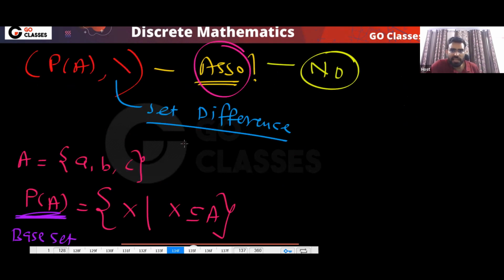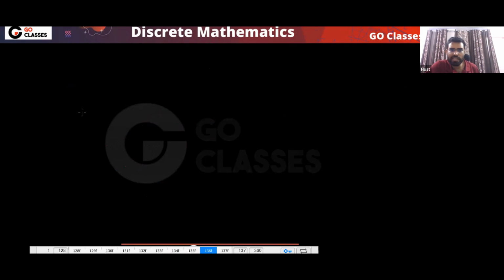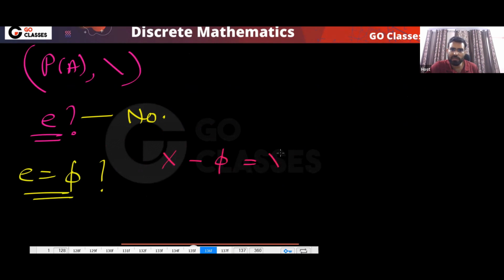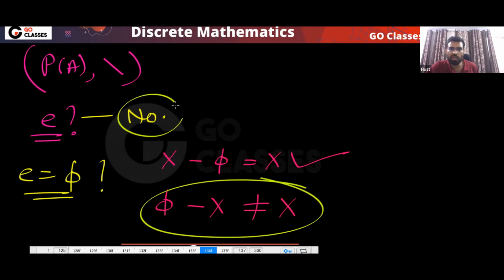Is there any identity element? Do we have identity element for P of A with set difference? There is no identity element. Can I say empty set is the identity element? A equal to empty set, will it work? No, because remember, x minus empty set will be x, that is fine. But empty set minus x need not be x. So don't forget about this. So there is no identity element here.